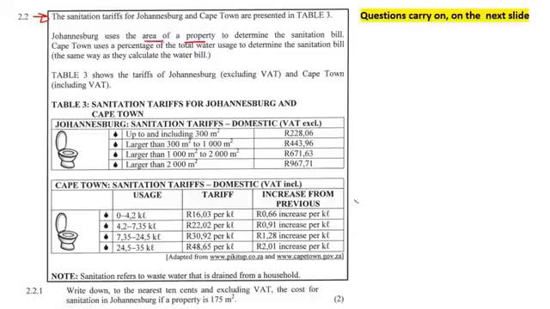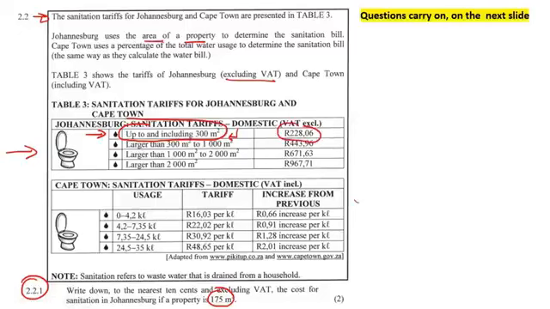Okay. Now, the first question over here says, write down to the nearest 10 cents and excluding VAT. That's fine because all of these are VAT excluding anyway. It says the cost for sanitation in Johannesburg if a property is 175 meters squared. So if a house is 175 meters squared in Johannesburg, then we're going to look in this table over here. We're not going to look at Cape Town, and we are definitely going to look here because 175 is less than 300. This says up to and including 300. So that's where we're going to look.